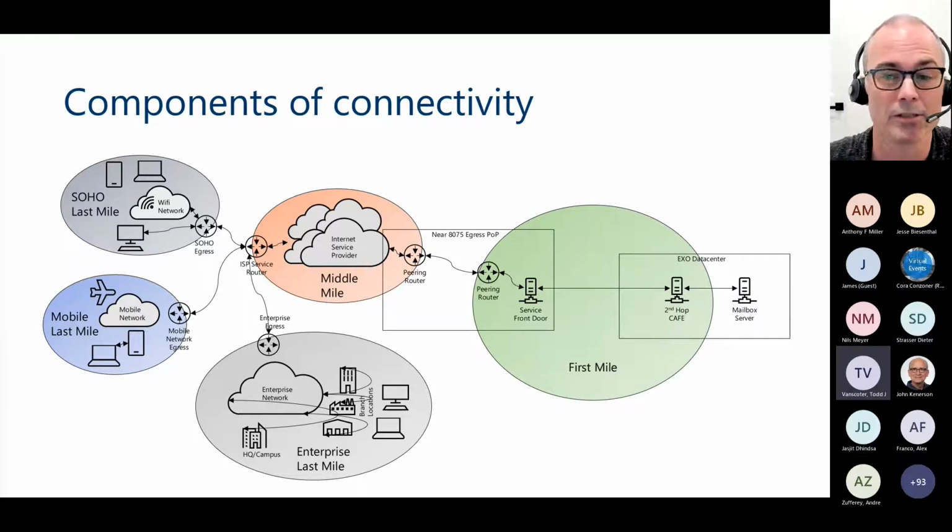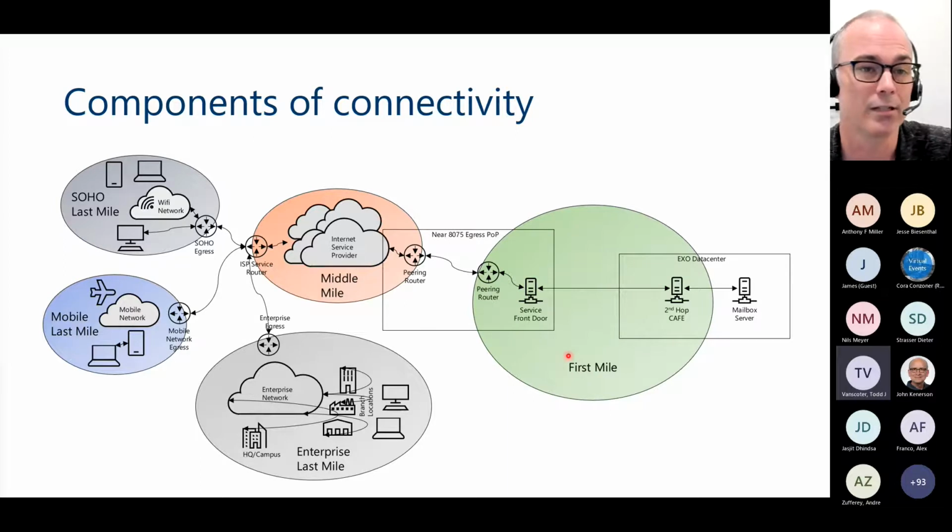So when we think about components of connectivity, the first mile, this is really the portion of the path between end user and service that Microsoft is fully responsible for. We own the first mile. So this is our internal wide area network that connects all of our data centers, basically everything up to what we refer to as the peering router.